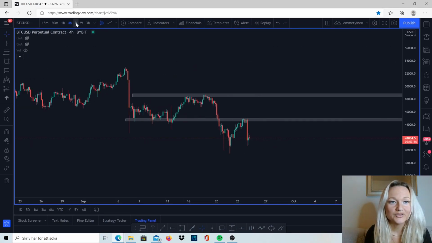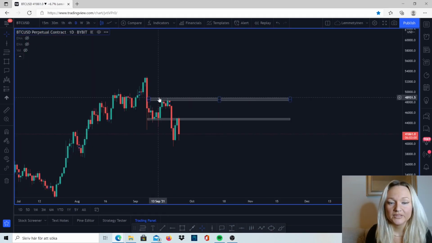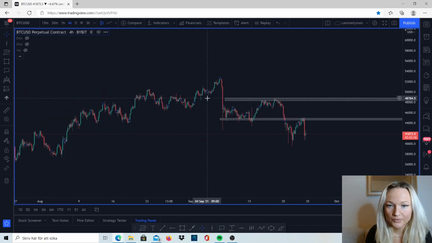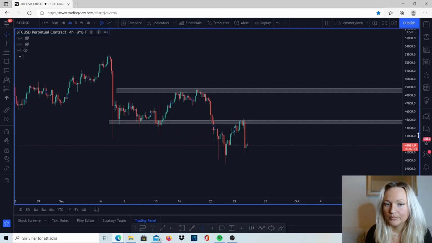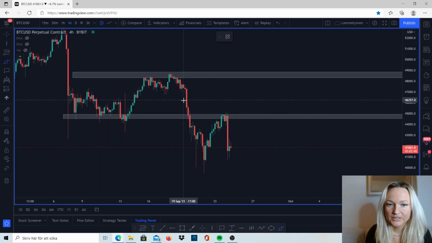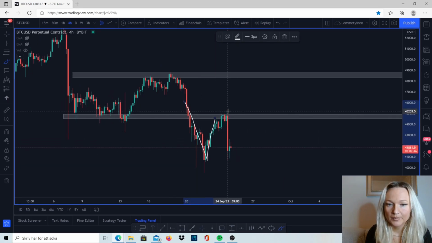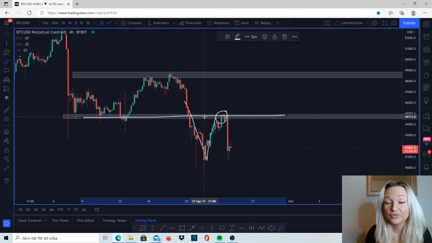See what happened to Bitcoin during the day. I do have this resistance and support on the daily, and looking down to the 4-hour, we can see more clearly how the market actually has been moving. We did break to the downside. Obviously, we came back up and we retested it. The previous support just turned into a new resistance, and the market just continued down.